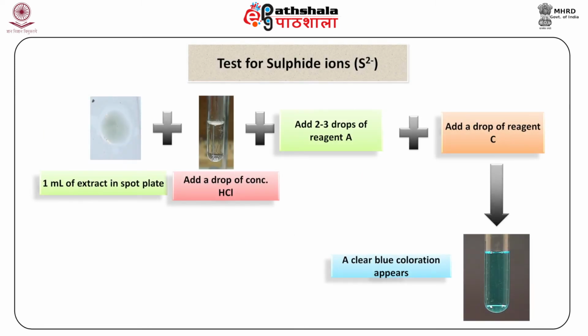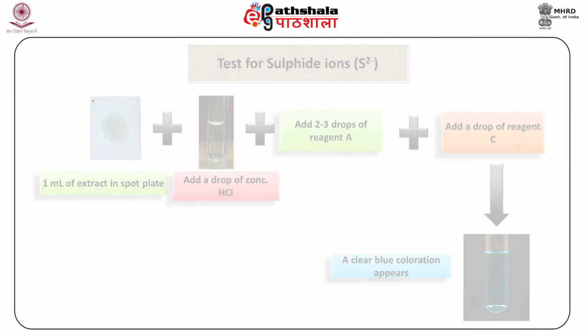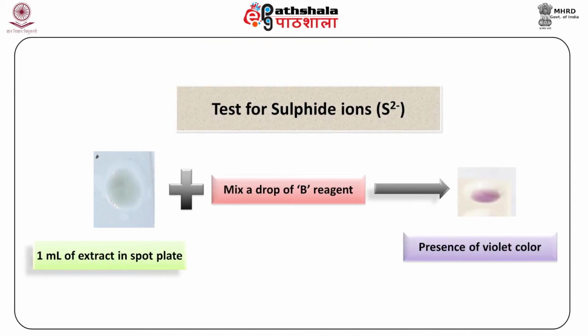To conduct the test, place a drop of alkali extract on a spot plate. Add a drop of concentrated hydrochloric acid and mix it properly. Add 2 to 3 drops of reagent A to it, followed by a drop of reagent C. A clear blue coloration appears after a short time. Mix a drop of B reagent with the alkaline extract on the spot plate. The presence of sulfide ions is indicated by the presence of violet color.